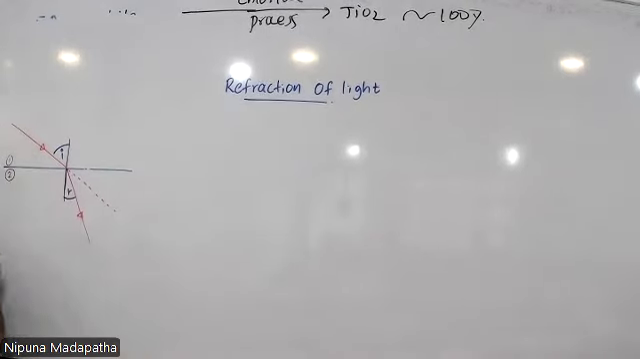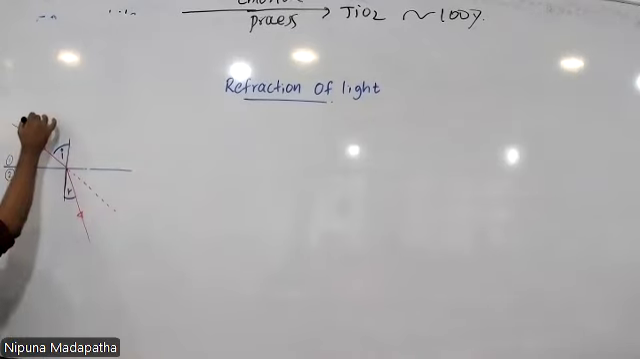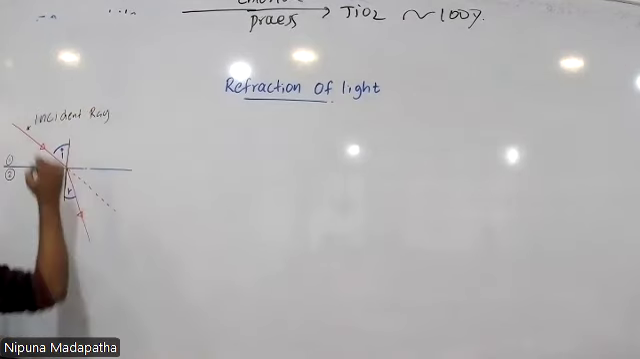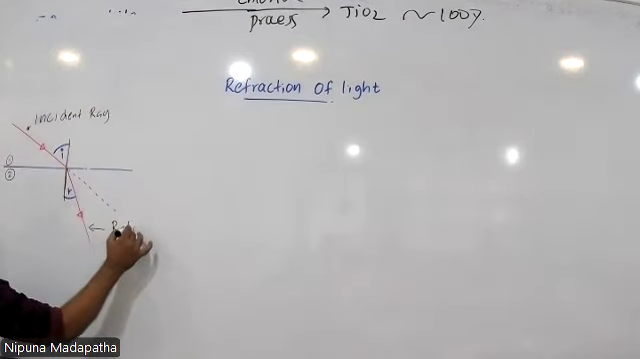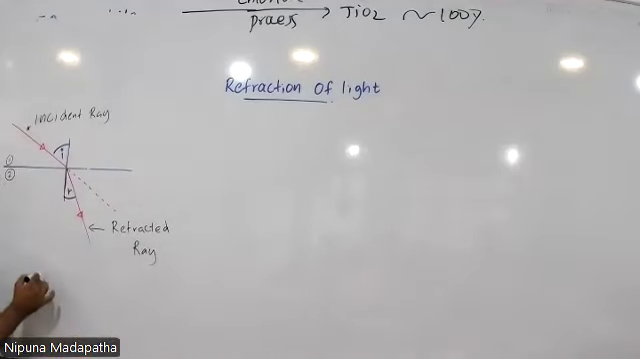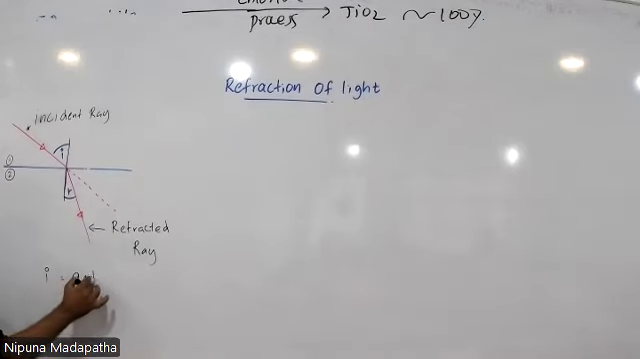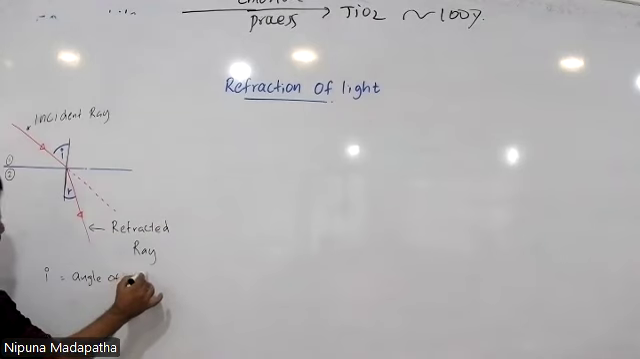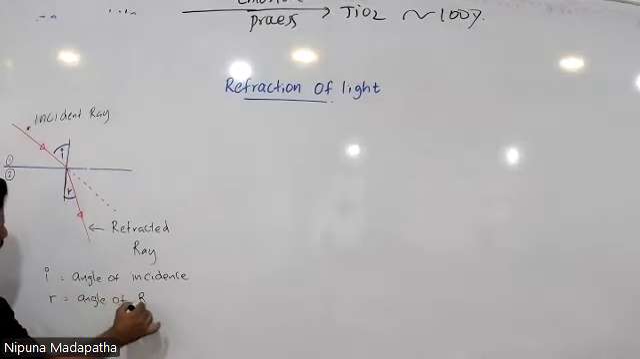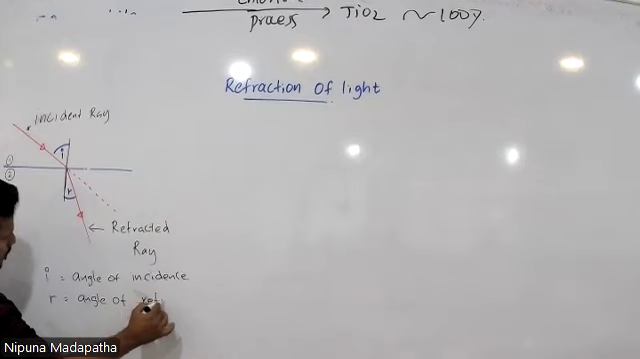This is the incident ray. This is the refracted ray. i is the angle of incidence. r is the angle of refraction.